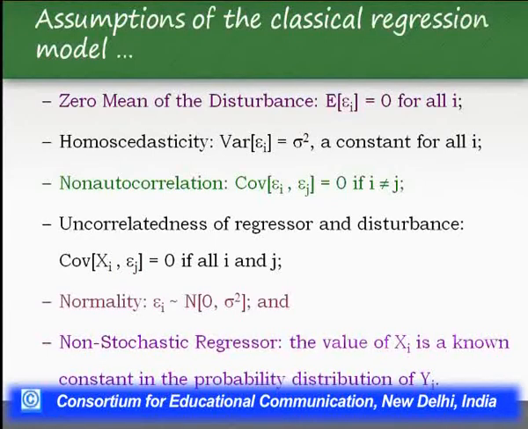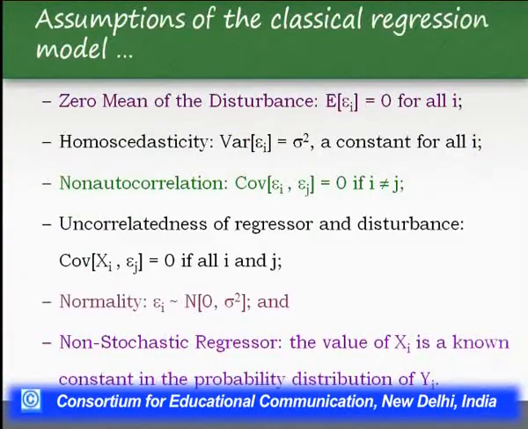So let me give you a recap. We have the zero mean of all the error terms, that is equal to 0. The variance of all the error terms is also equal to a constant, and of course the non-autocorrelation is there between the covariances of these error terms, that is ei to ej, followed by the normality, and non-stochastic regressor, that is the value of xi is known to be constant in the probability distribution of yi.